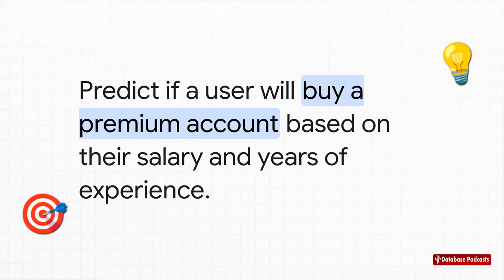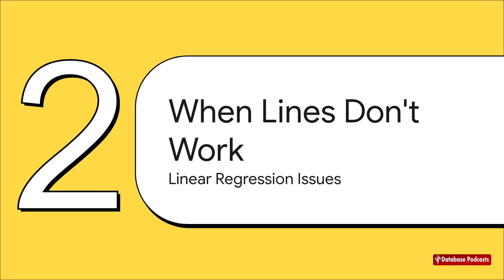Okay, so let's imagine a scenario. Say we run a website, and we want to figure out which of our users are most likely to upgrade to a paid, premium account. And for our data, we've got two key pieces of info: their salary and their years of experience. The mission is to build a model that takes those two things and gives us a simple answer: paid or not paid. So we have our problem set up.